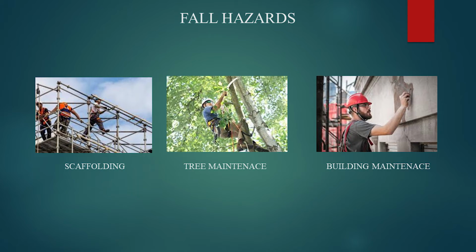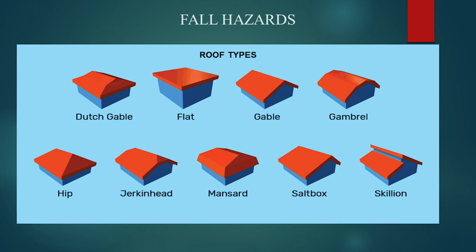When using scaffolding for a task that requires employees to be 10 feet or more above ground, individual fall protection is required. When conducting tree or building maintenance where individuals must climb 4 feet or more, fall protection is also required. There are several shapes of roofs throughout TUSD. Some of the types that may be found can be seen here. Regardless of type, when working on a roof that contains one or more unprotected edges, fall protection is required.